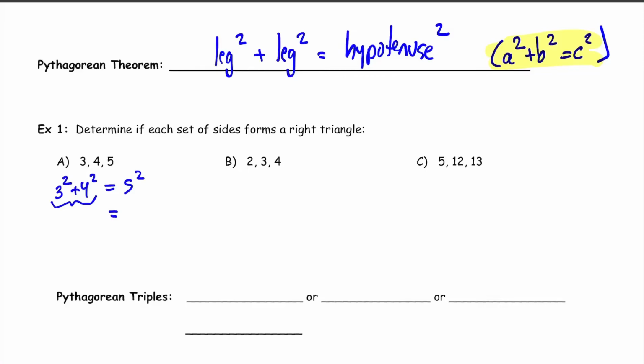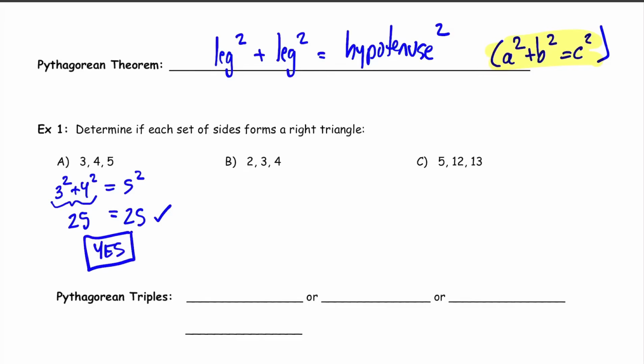I don't care what they are individually. You're just going to do 3 squared plus 4 squared. Well, we've already done it. That's 25. Then you do 5 squared. That's 25. So yeah, 25 equals 25. The answer is yes. Those sides do make a right triangle.